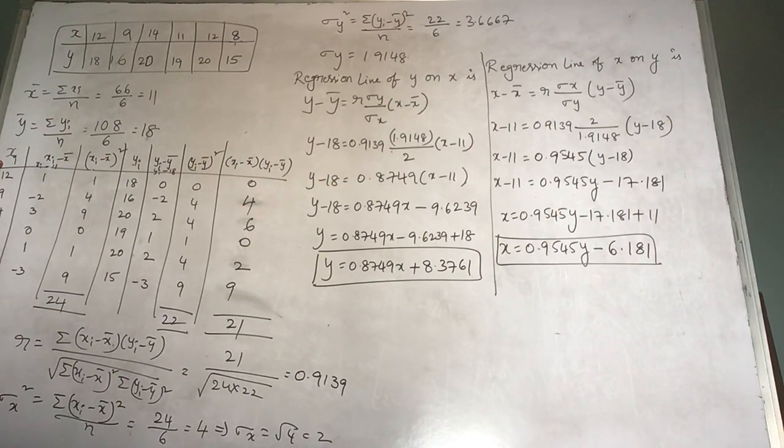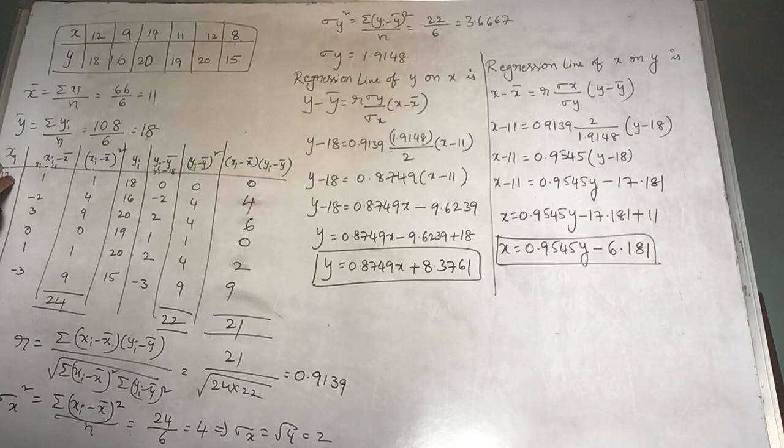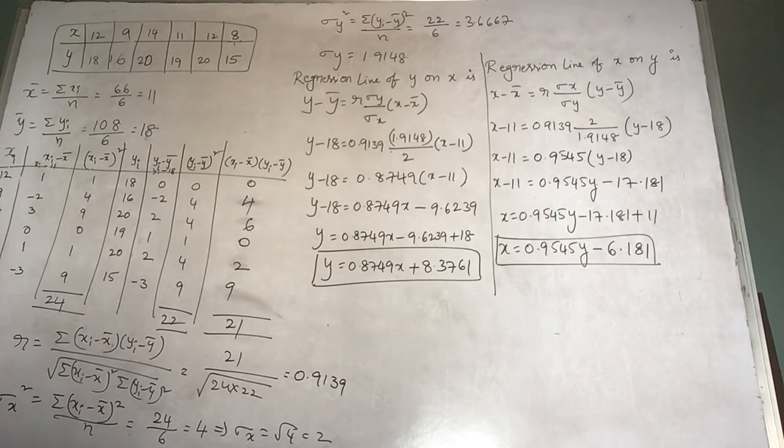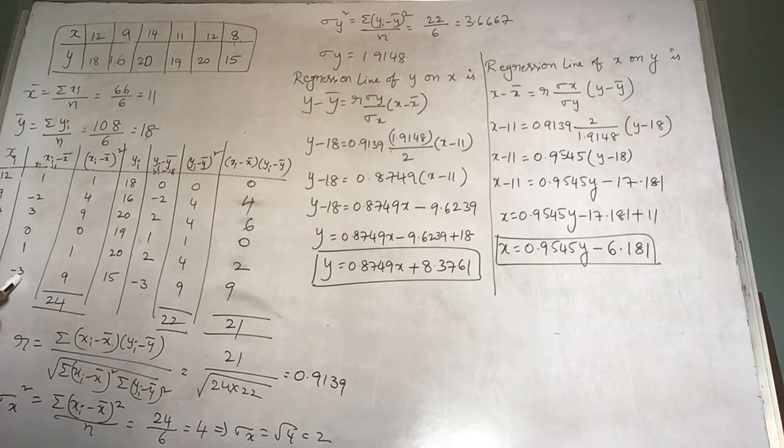Here xi denotes the observations for x: 12, 9, 14, 11, 12, 8. Next we calculate xi minus x bar. That means we subtract x bar from each of these x observations. Here the x bar value is 11, so we subtract 11 from these 6 observations. 12 minus 11, 1. 9 minus 11, minus 2. 14 minus 11, 3. 11 minus 11, 0. 12 minus 11, 1. 8 minus 11, minus 3.